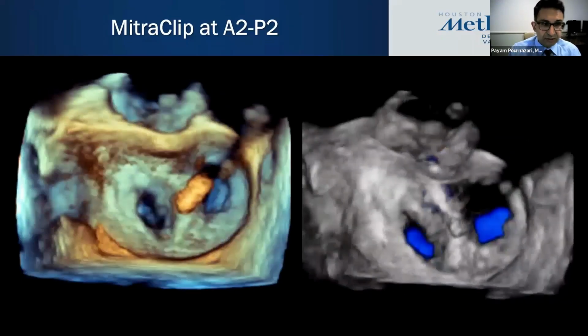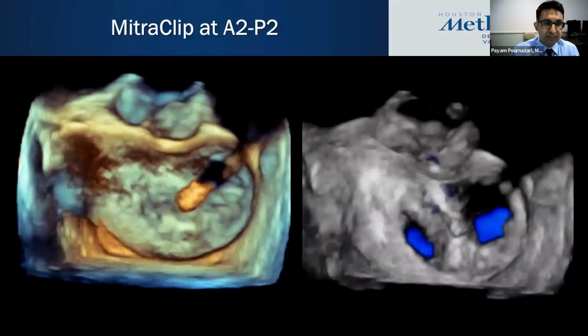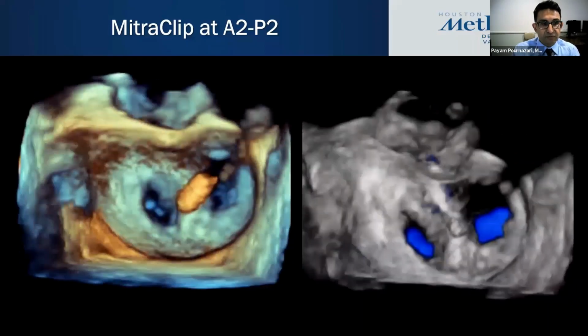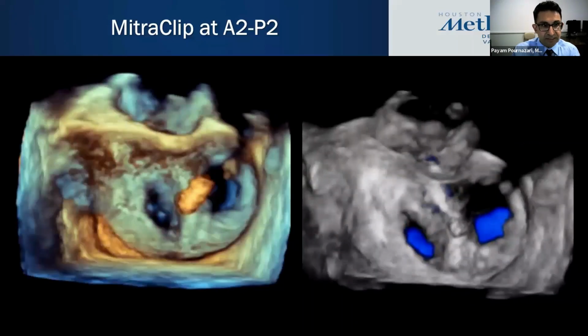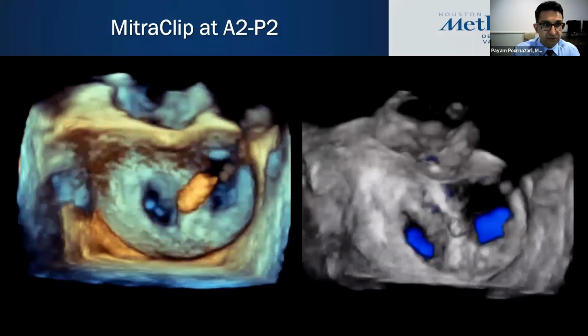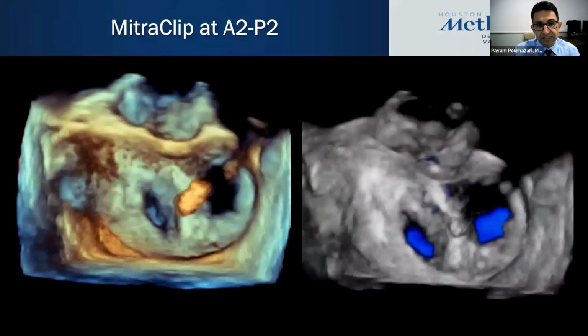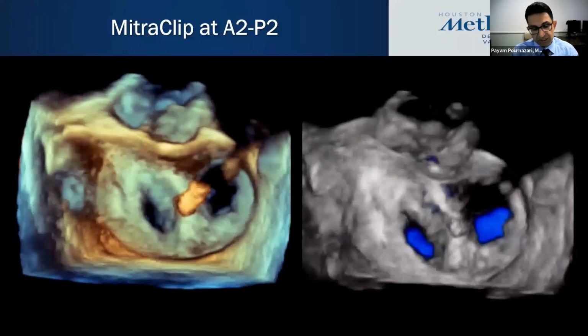The grasp again is confirmed with 3D imaging, confirming a tissue bridge. You have to make sure the tissue bridge is stable, and you can see a clear tissue bridge in A2B2 in this setting. And the color 3D imaging shows no mitral regurgitation in this setting.